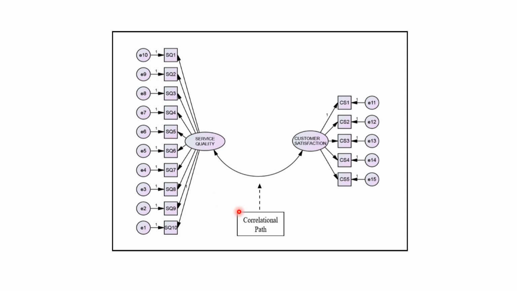Now what we can do is, this is the correlational path, the double-headed arrow, as you can see, the curved double-headed arrow.